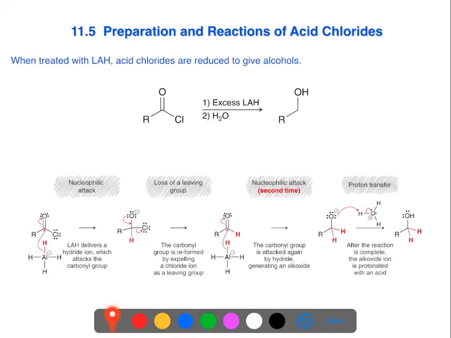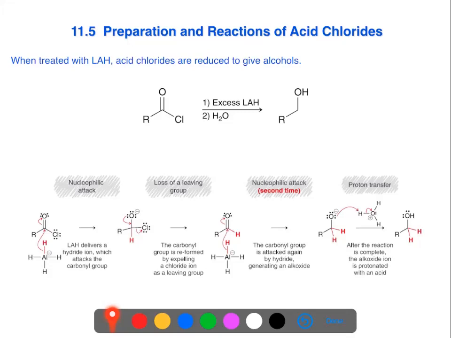Now, with excess lithium aluminum hydride present, we have a second equivalent of that hydride attacking the carbonyl carbon, eventually leading to the formation of our tetrahedral intermediate. And it's at this point that we can't have any loss of the leaving group because the hydride is a very poor leaving group.